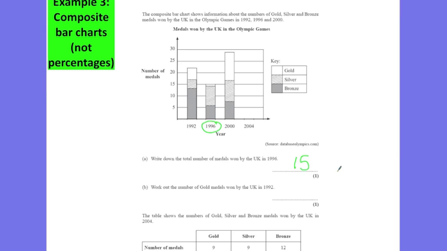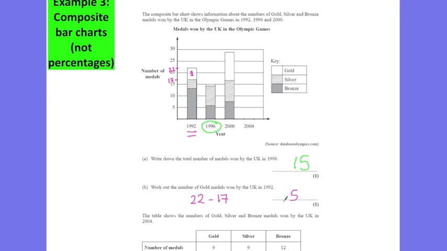We're then asked to work out the number of gold medals won by the UK in 1992. So these 2 parts are testing whether you can read information from the composite bar chart. So for this question, part B, we're looking at 1992 and we're looking at gold, the section here. We can see here, if we read across, here is 17, and up here we have 22. So to find out the actual number, we take the difference. 22 subtract 17 gives us 5 gold medals in 1992.